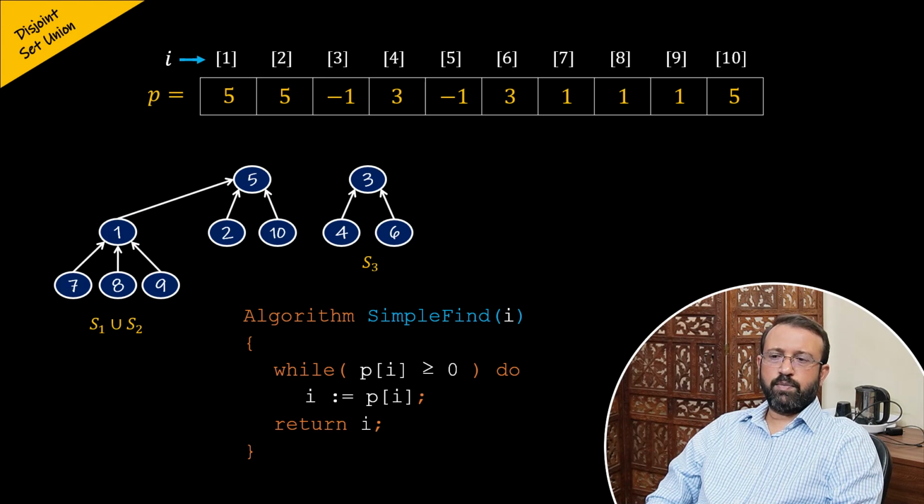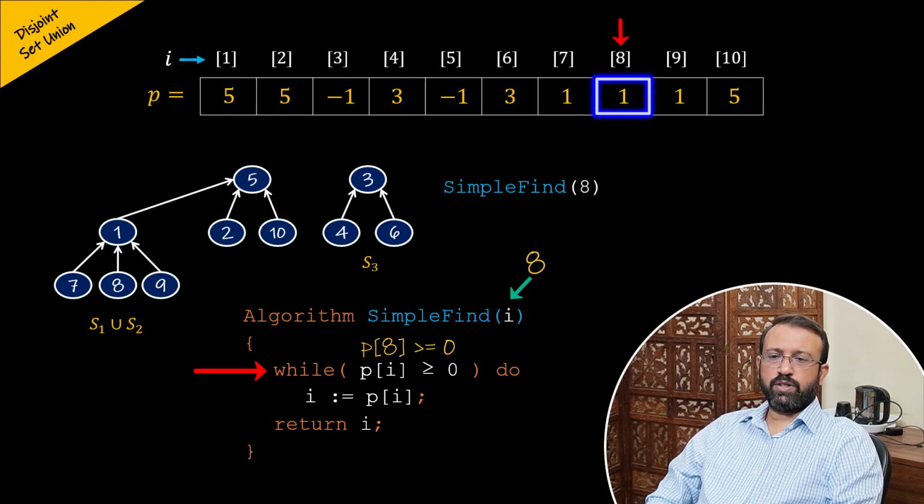Let us apply the simple find algorithm to find element 8. So we will call the simple find algorithm passing the element 8 as I. Then we have the while loop with the condition P of I greater than or equal to 0. That is P of 8, since I is 8, greater than or equal to 0. Now P of 8 stores value 1, which is greater than or equal to 0. So since the condition in the while loop is true, the statement I assigned P of I will be executed. Now since P of 8 is 1, the value 1 will be assigned to I.